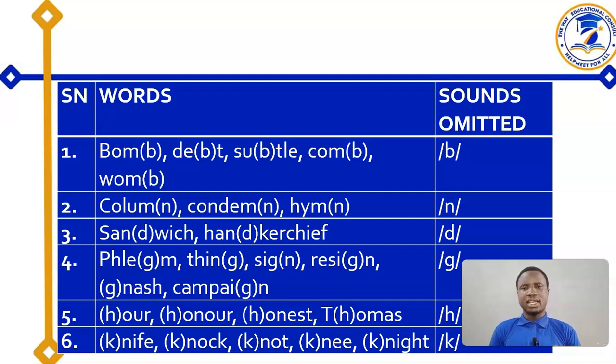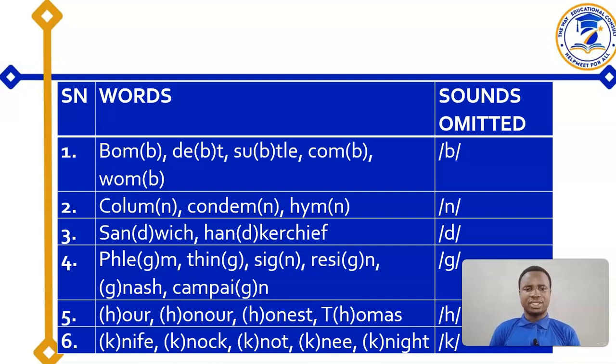Look at the next word where the letter N is omitted. Column. Yeah, it's not being realized. The letter N there is not being pronounced. So the N is omitted, silent, and redundant. There, column, condemn, hymn. They should not be omitted in spellings, but in pronunciations, they are not realized. Please take note of all these.